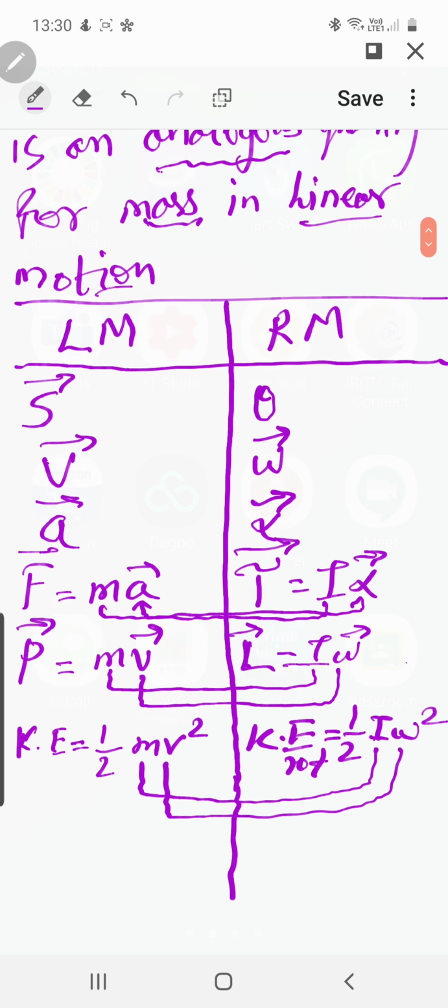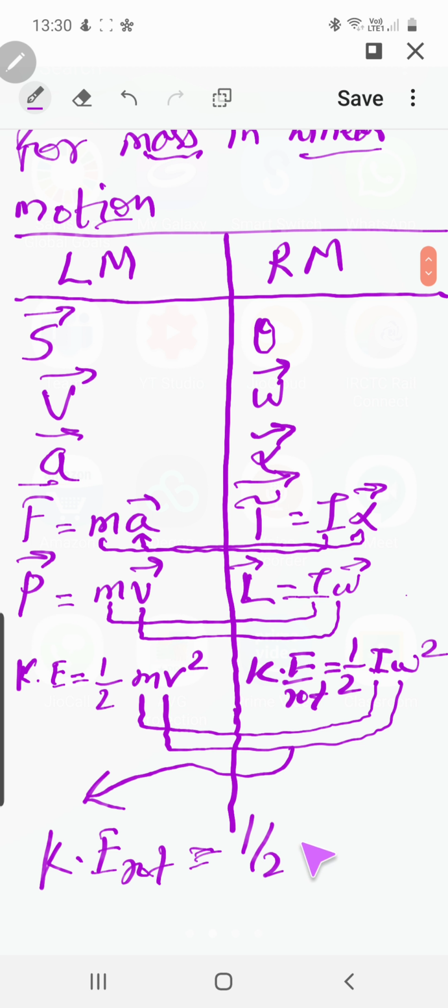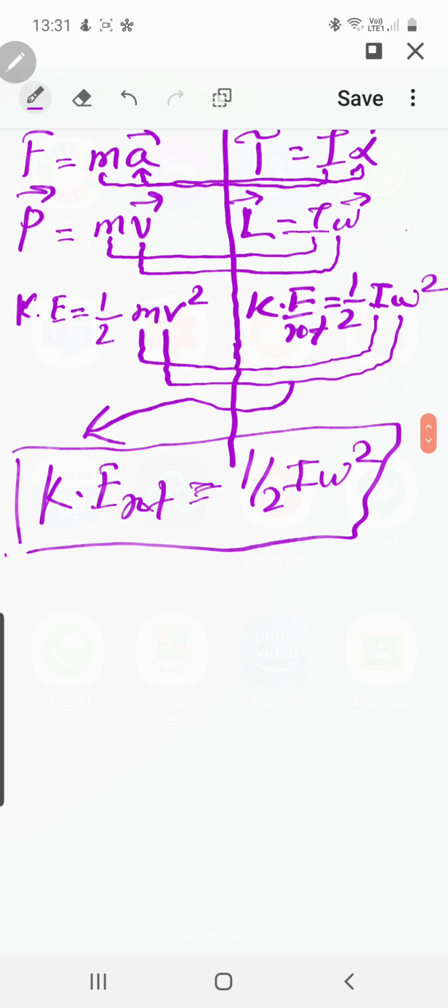So in today's lecture, we are going to find out this formula: K, the kinetic energy of a rotating object, is equal to half I omega square. This we have to derive. That means the kinetic energy of a rotating object. So like that you can see we are trying to derive it. For this we are considering a rigid object.